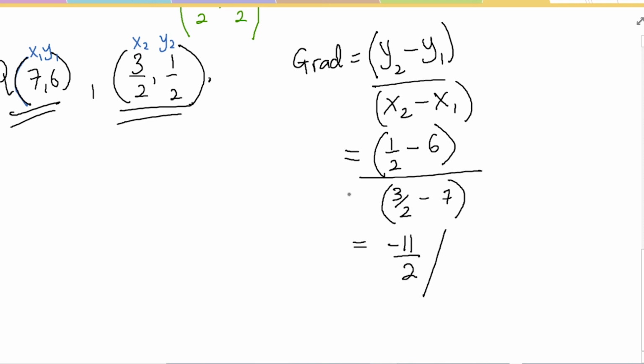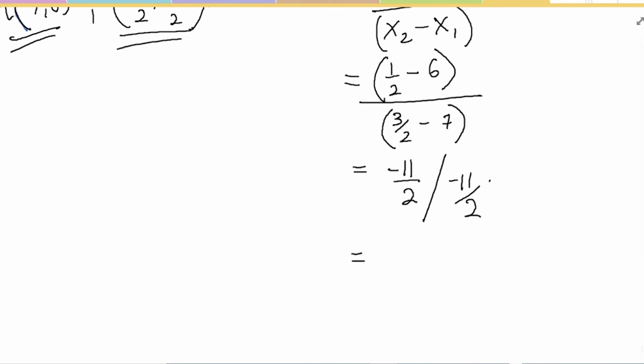Divide that by what is 3 over 2 minus 7. 3 over 2 minus 7 is also going to give us -11 over 2. And of course, when we divide those two, we end up with 1. Now somebody in the comments will ask me, where does the 1 come from? Let me go slowly.